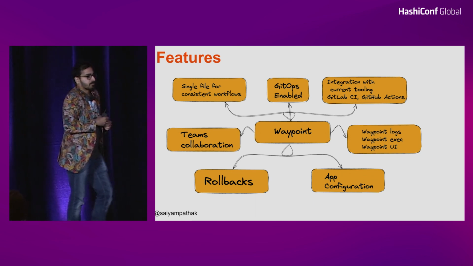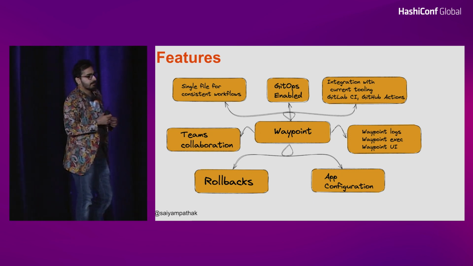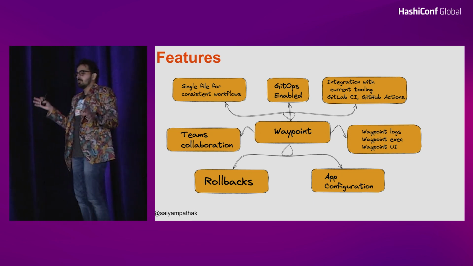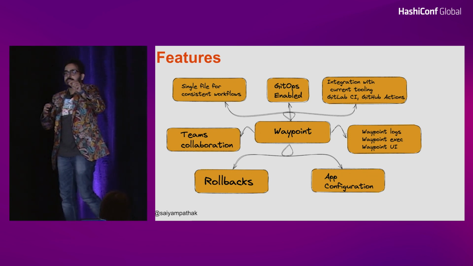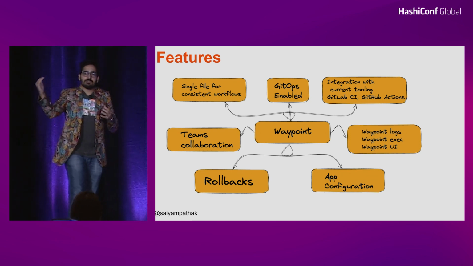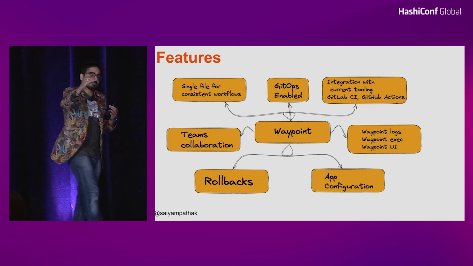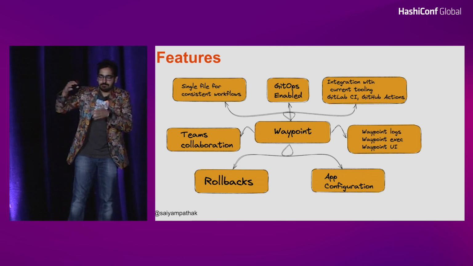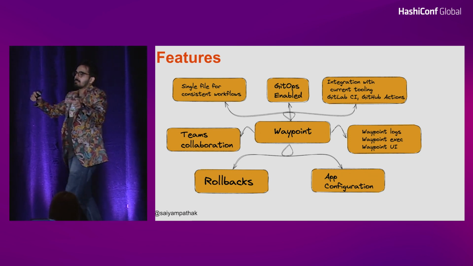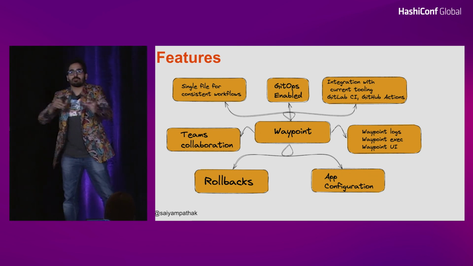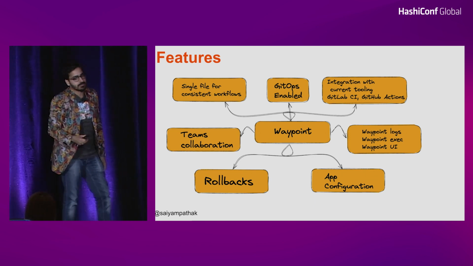GitOps enabled. That is a very good feature: when you have a UI or from the CLI as well, you create a new project, you can enable the GitOps workflow where, when you have the GitHub repository connected, on every push to the main or whatever branch you have configured, it will trigger the same Waypoint up workflow. So that GitOps enabled stuff is very good.